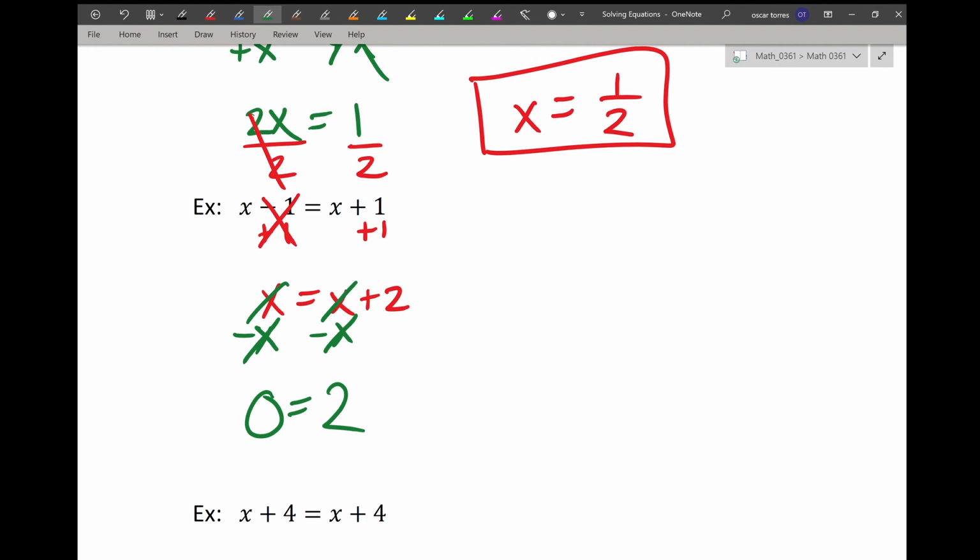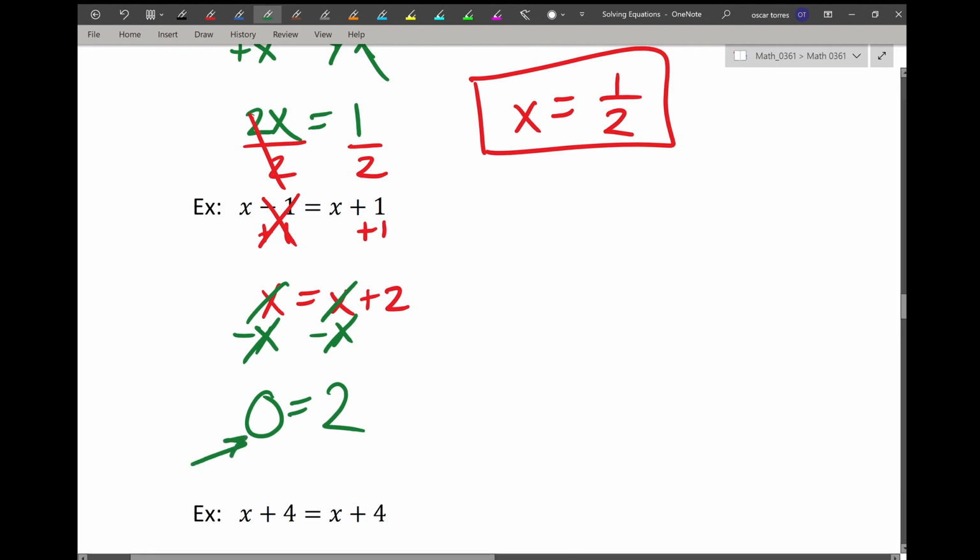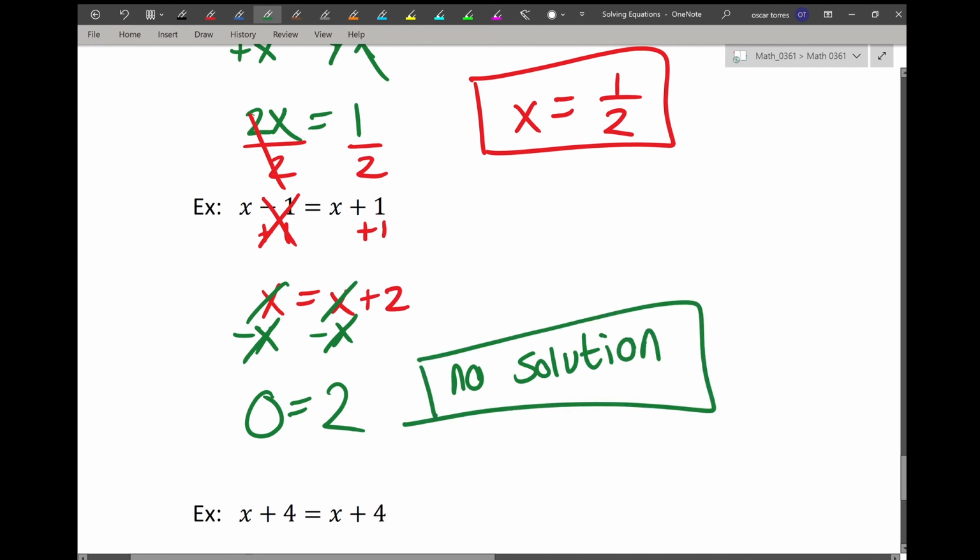Now that idea, 0 equals 2, doesn't make any sense. In math, we call that a contradiction. This actually has no solution. So my answer ends up not being x equals something. My answer literally becomes no solution. There is no proper answer to this problem.